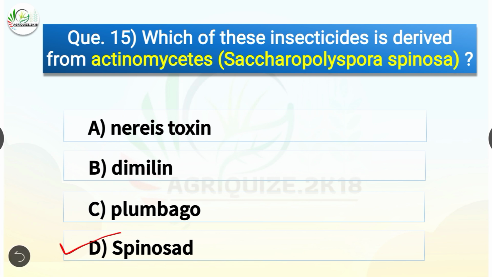So spinosad is the insecticide which is derived from actinomycetes. Spinosad is derived from actinomycete Saccharopolyspora spinosa. Moving on to the next question.